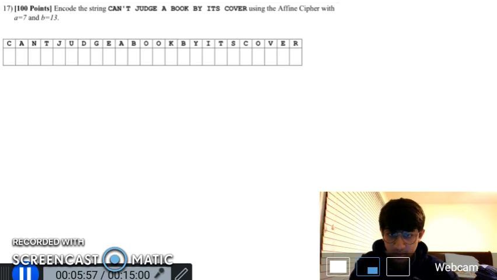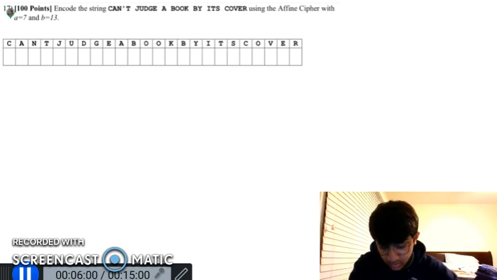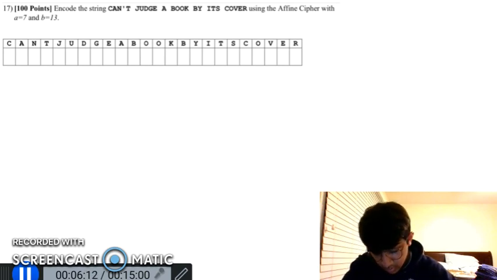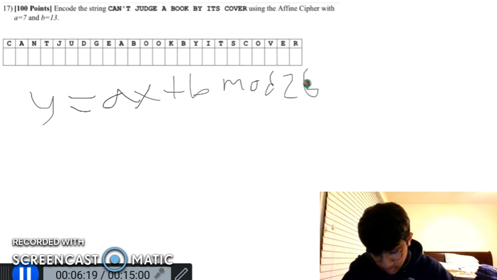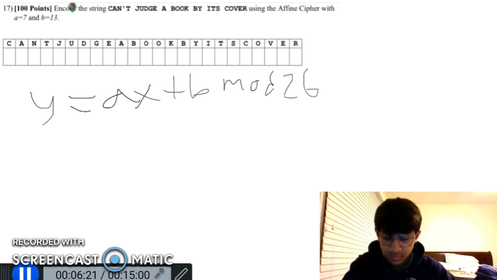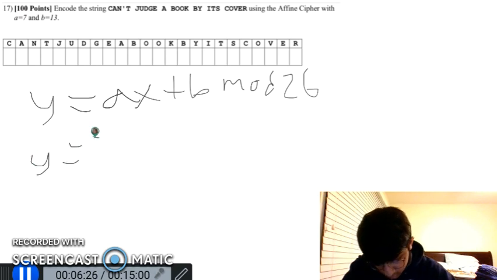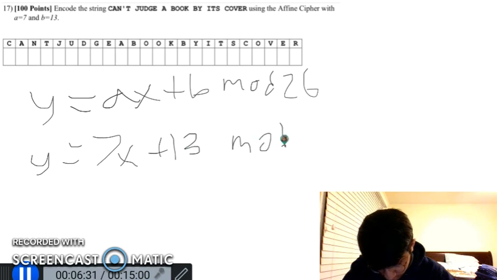And let's look at an example. So right here in this equation, we have a equals 7, b equals 13. Encode this string: can't judge a book by its cover, using the affine cipher with a equals 7, b equals 13. So that means our equation will be y equals ax plus b mod 26. And so since we have our a value and b value, we can start immediately formulating an equation. So you have y equals 7x plus 13 mod 26.